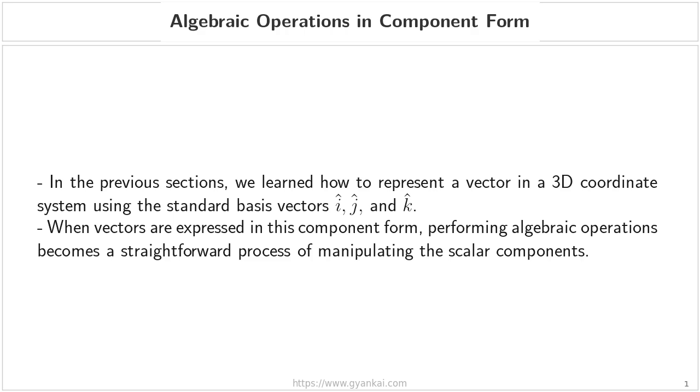The reason this is so important for today's lesson is that once we express our vectors in this specific component form, the math becomes much simpler. Instead of dealing with complex geometric drawings, performing algebraic operations becomes a very straightforward process. It essentially boils down to just manipulating the individual scalar components, the numbers attached to our i, j, and k, one by one. So, let's get started with how we actually define these vectors mathematically.